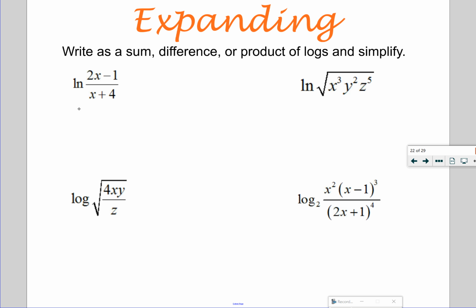Now, we want to make it into multiple logs. So if you see division, you want to turn that into a subtraction. Again, you should have the same log base every single time. If you see a power, you're going to move it down in front of your log. Or if you see multiplication, you're going to change it into 2 logs that are added together.